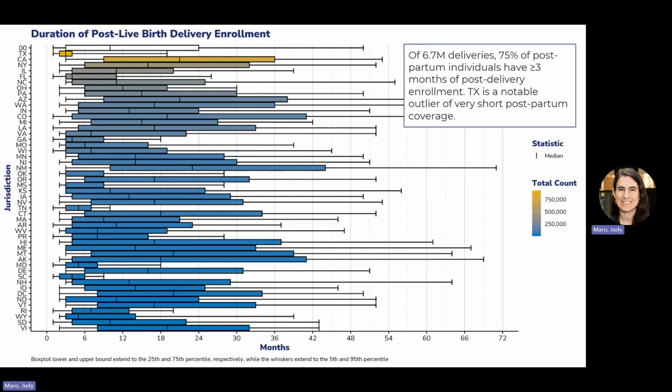In addition to looking at that pregnancy period, we might also be very interested in the postpartum period. How long can we follow individuals after they have delivered in the postpartum period for further PCOR work or maternal health assessment? So of 6.7 million deliveries, 75% of postpartum individuals have greater than or equal to 3 months of post-delivery enrollment. And here, when we look across, there is a lot of heterogeneity in each of these jurisdictions. Texas is a notable outlier of very short postpartum coverage.